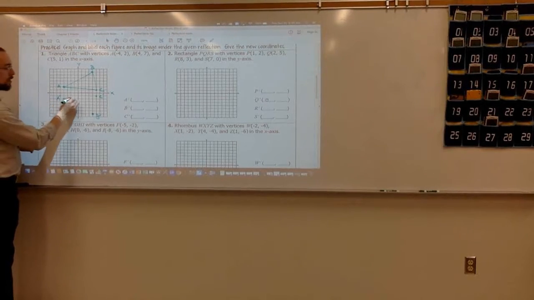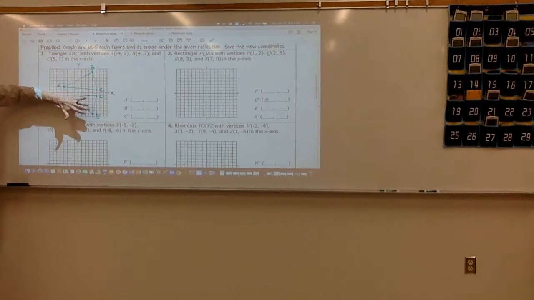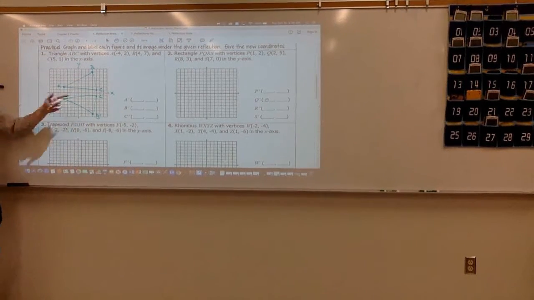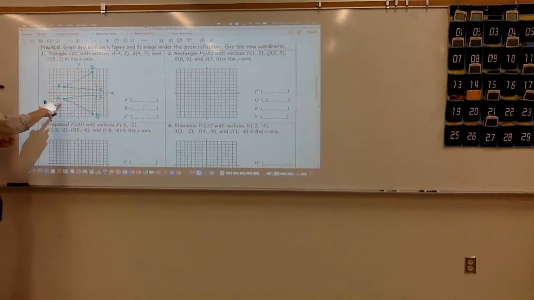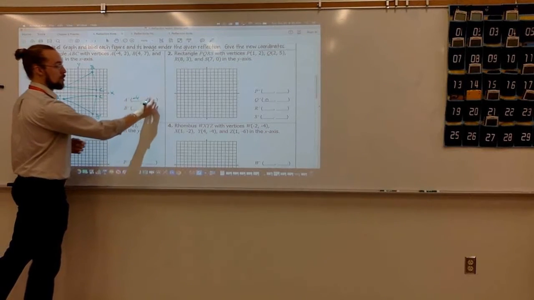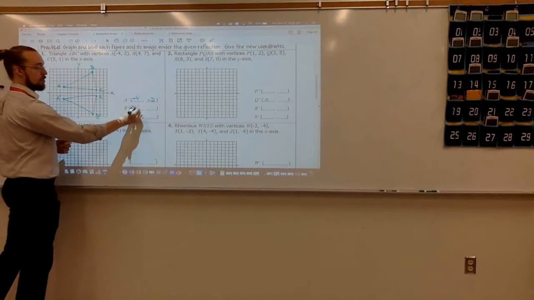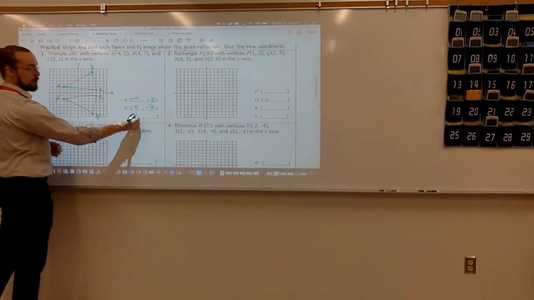Then I can connect my coordinates, and this is a reflection across the x-axis. If I were to fold my paper across the x-axis, these two figures would sit on top of each other. Then we want to write what our new coordinate points are. My A prime, I'm at -4, -2. My B prime, I'm at 4, -7. My C prime, I'm at 5, -1.